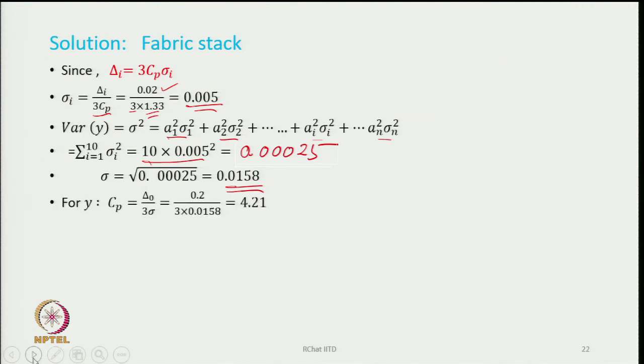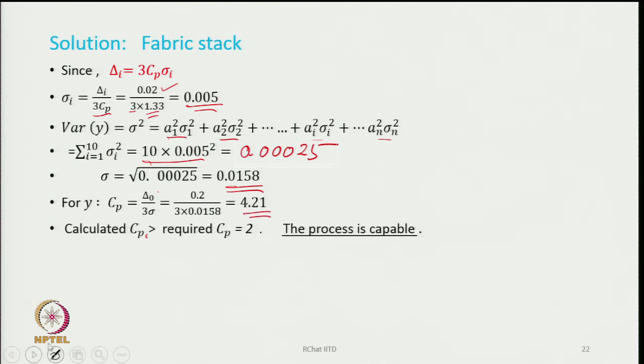And Cp of y is therefore going to be delta 0 by 3 sigma. So, in this case it is going to be 4.21. What we see here is that the calculated Cp is much more than the Cp requirement of 2. So, the process is capable of achieving this in this case. It will be able to meet the requirement.